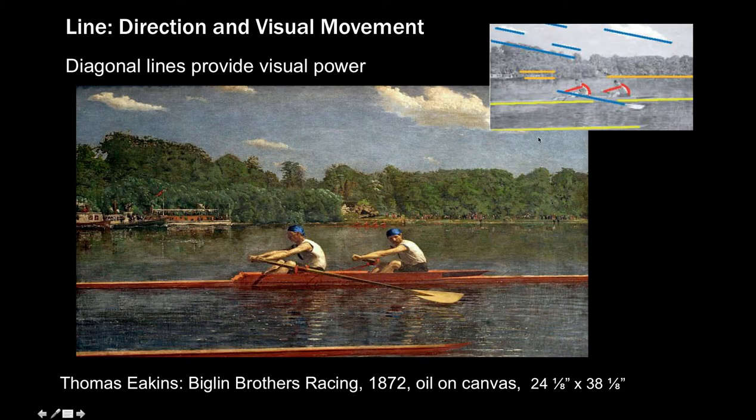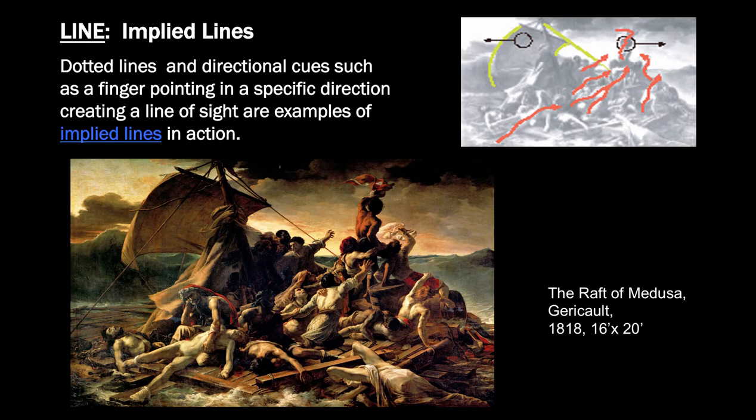Here's a better illustration of what I was saying with those strong verticals, with those strong horizontal lines, the diagonals. Implied lines I referred to a little earlier. Dotted lines, directional cues such as a finger pointing, or as I pointed out in the other slide, the man's eyes looking, and we connected that to the boat in the foreground. Creating a line of sight are examples of implied line in action.